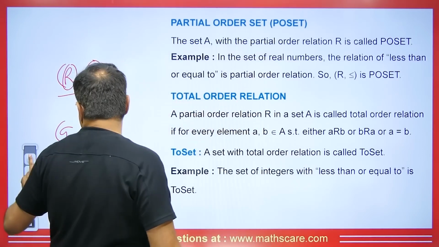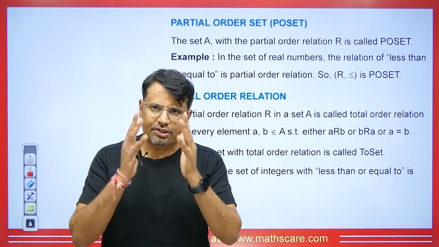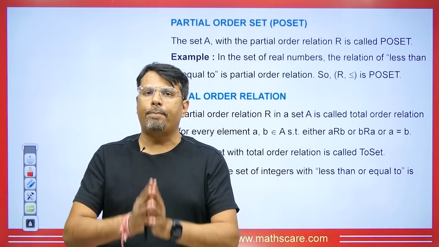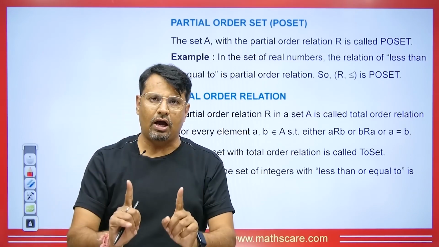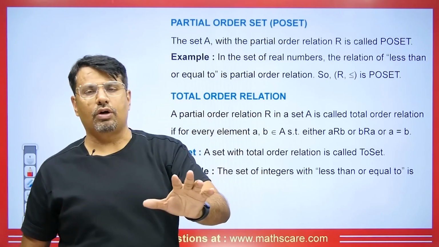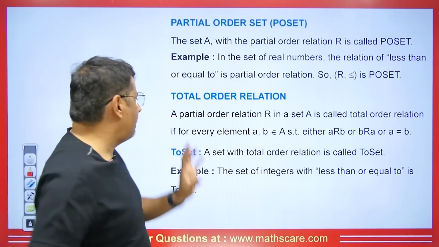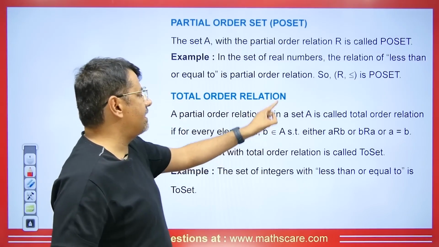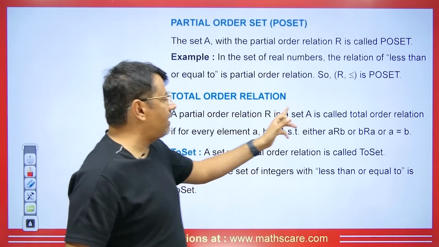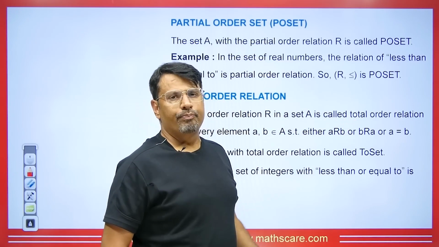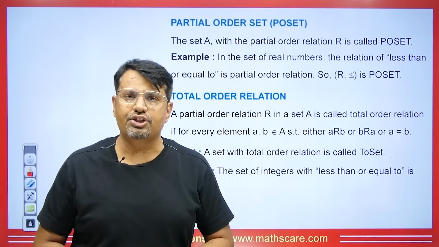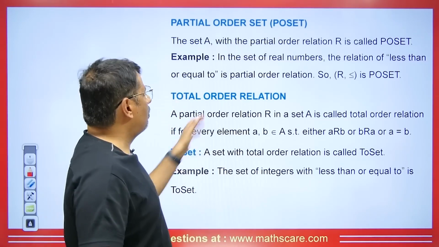Now we will talk about total order relation. Total order relation means that every element should be related to another element. But for a total order relation, having a partial order relation is very important. If it is a POSET, only then will we discuss a TOSET. A partial order relation R in a set A is called a total order relation if for every pair of elements a, b belonging to A, either a is related to b or b is related to a. That simply means that elements have to relate somewhere. If they relate, then we have a total order relation.